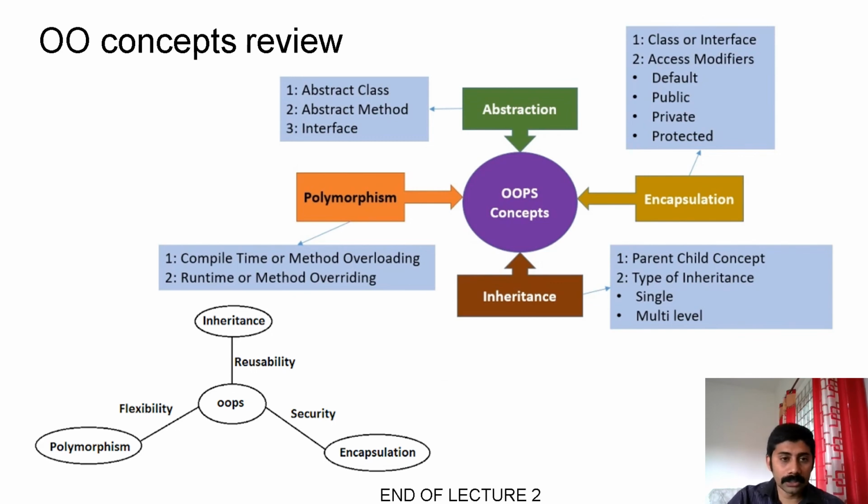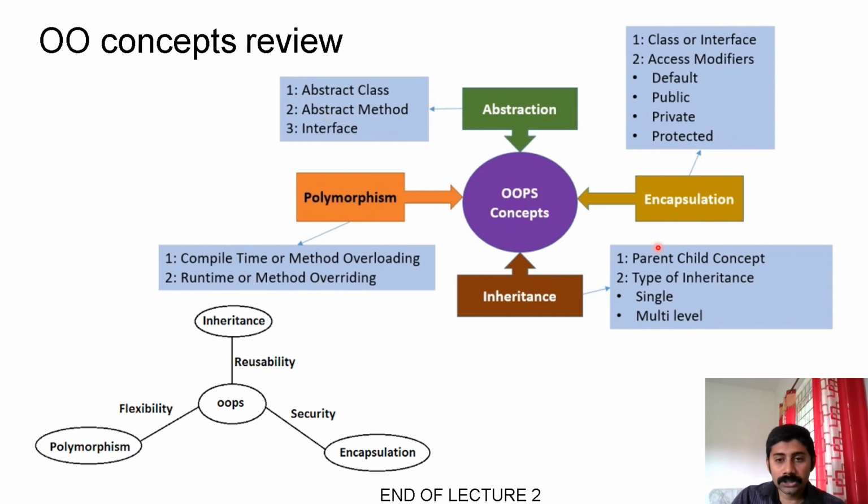This is all about the concepts of object-oriented programming. The important points we need to remember are that inheritance brings reusability, encapsulation brings security by restricting access, and polymorphism provides flexibility. For the same draw method, you can have different implementations in different classes, and it can behave differently depending upon the object type. So it provides flexibility.